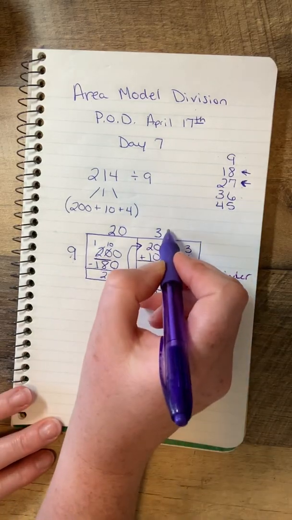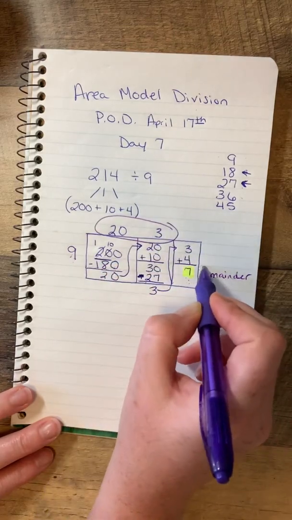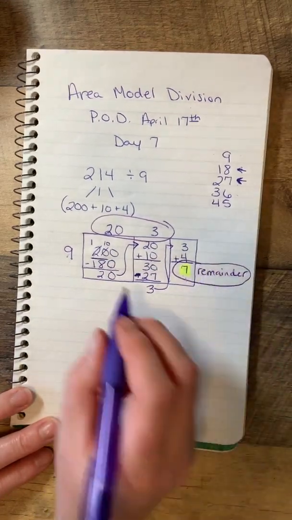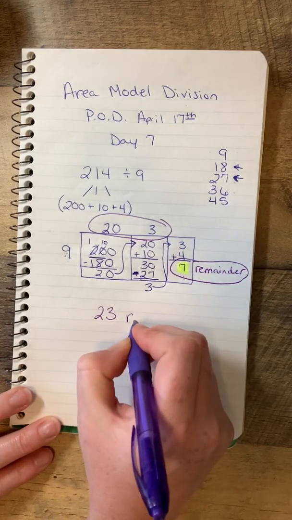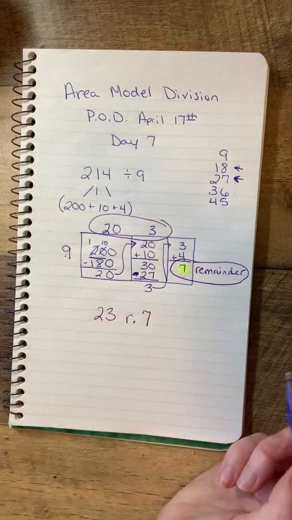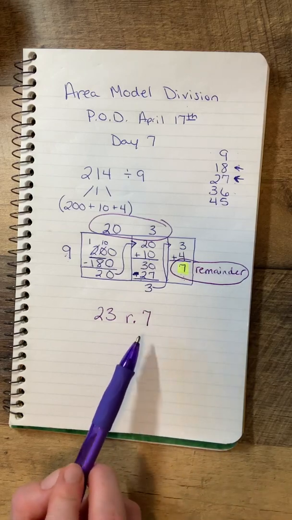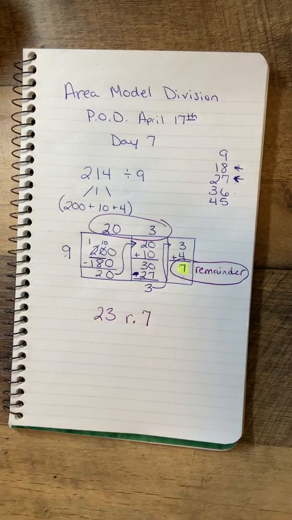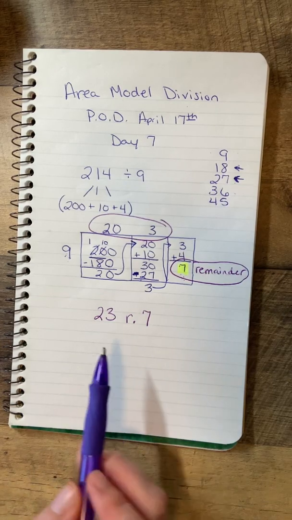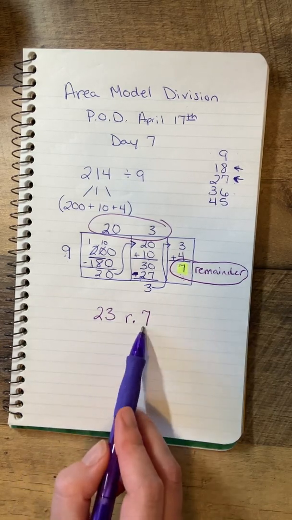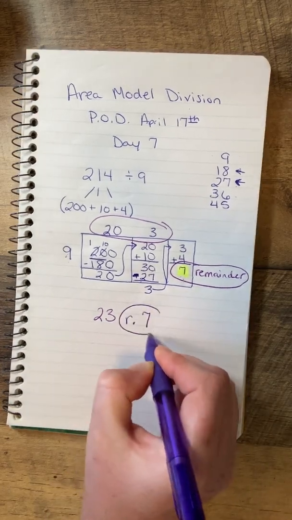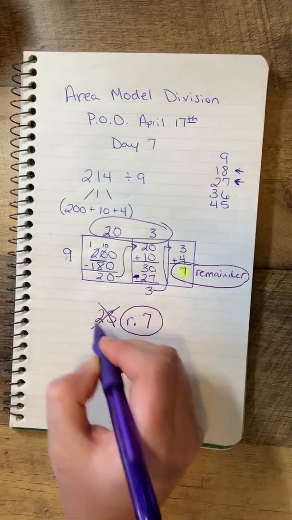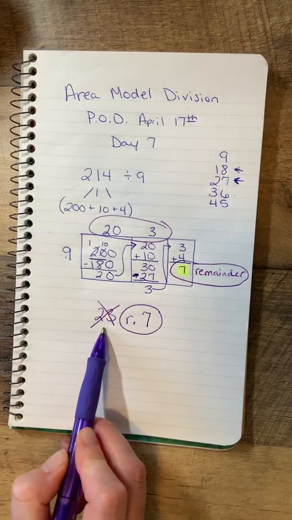So my answer is all of this. 20 plus 3 is 23. Remainder 7. Now you have to go back to your question, and the question wanted to know how many cans were left over. It didn't want to know how many cans did each teacher get. It wanted to know how many cans were left over. How many are left over are going to be the remainder. So we do not worry about the quotient in this answer.